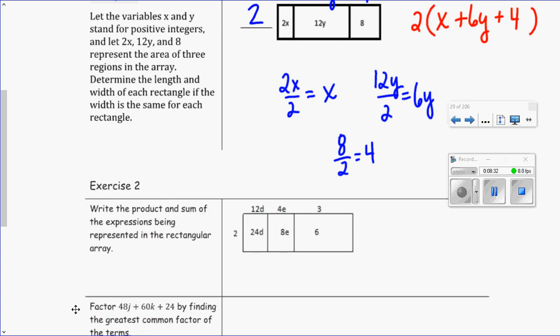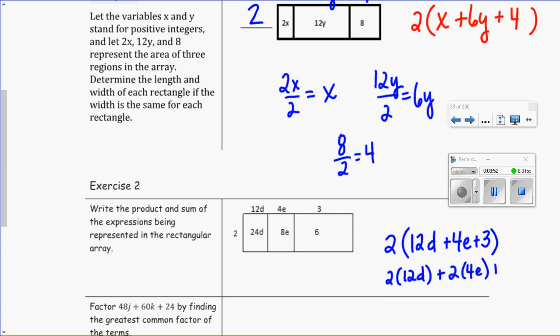Okay, then unpause it once you think you have it. Okay, did you make 2 your outside number? And then your inside terms are positive 12d, positive 4e, and positive 3. Again, if you want to check your answer, you can do 2 times 12d plus 2 times positive 4e plus 2 times positive 3, and it should give you those inside numbers, 24d plus 8e plus 6. And yes, that does match this one.